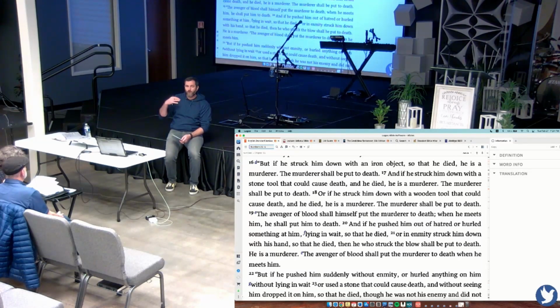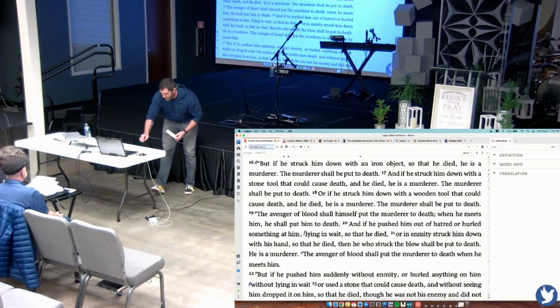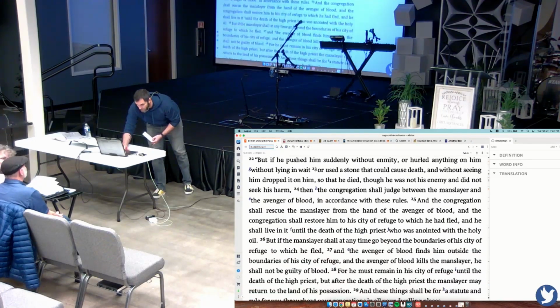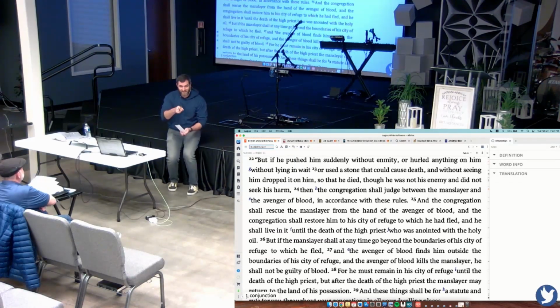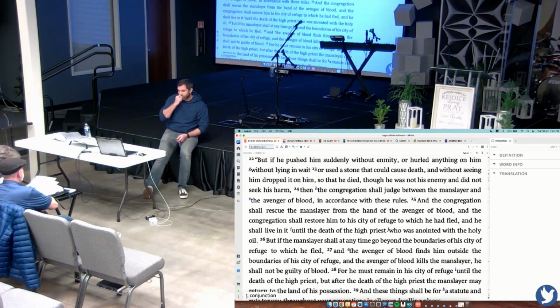If you kill someone accidentally, you go to a city of refuge, and it is a place where you will be safe. Doesn't the victim's blood then pollute the land? It does, and I'm going to get to that because it's amazing. That's later on in the chapter.